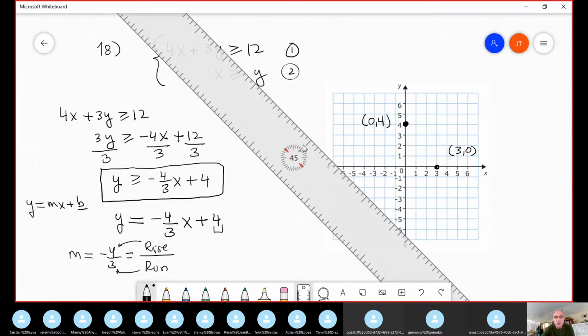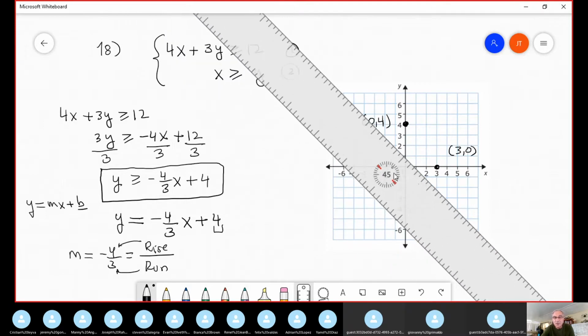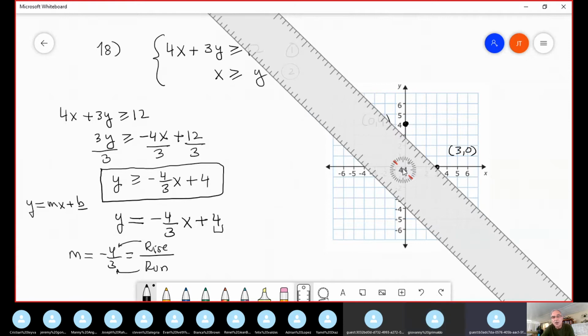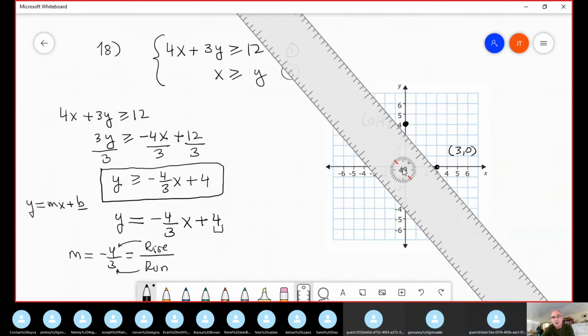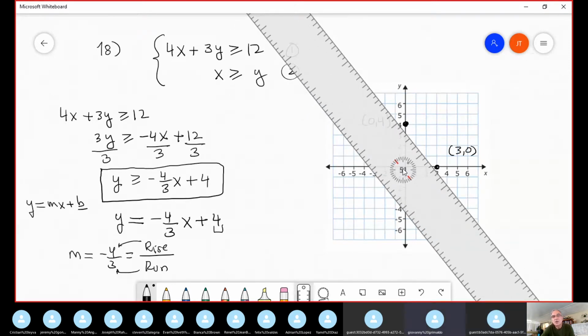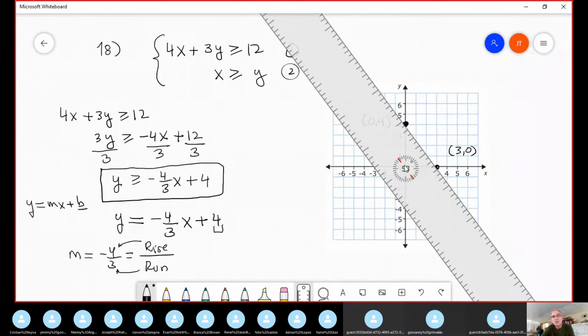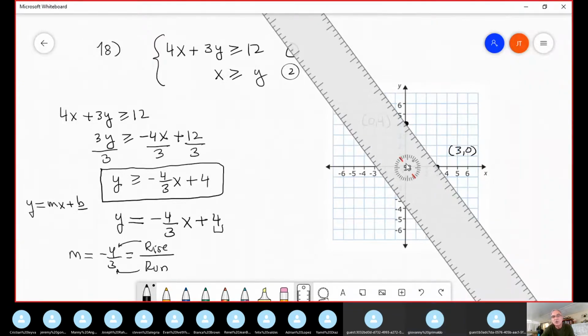What kind of line are you using? Solid line or dotted line? Please help me. That's a solid line, sir. It's a solid line. Explain to me why. Because it's greater than with the equal to on the bottom. Exactly. Equal sign, solid. No equal sign, dotted.